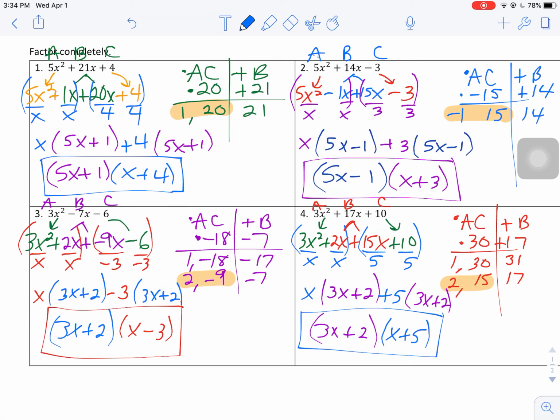Just a little hint, with the back set of parentheses, or really any of the parentheses, if you ever don't have a GCF, I would go ahead and divide out a 1 just kind of as a placeholder, just because it makes it easier in future steps to have the placeholder there.